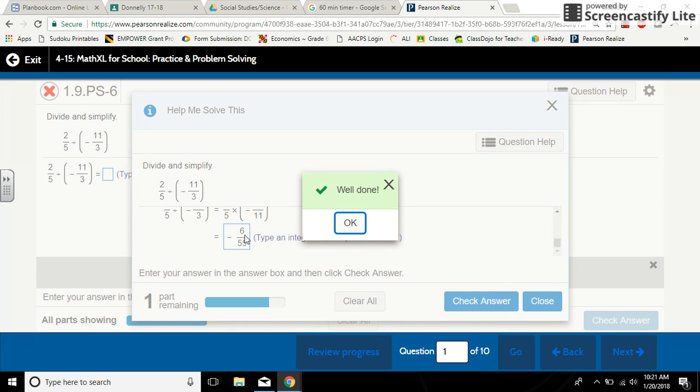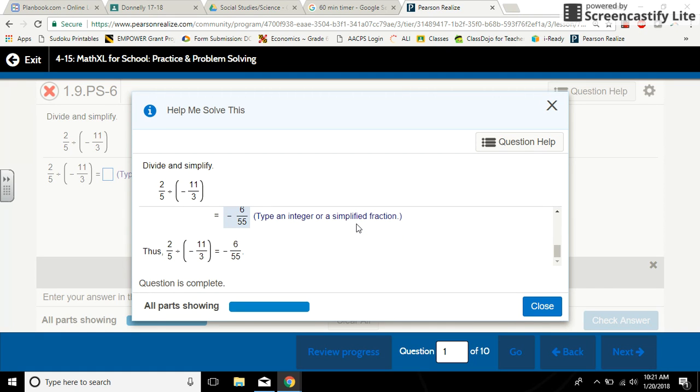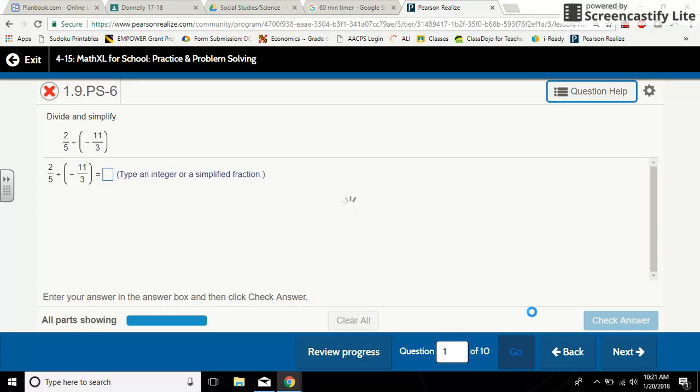So it would have been -6/55. Okay, so thus 2/5 divided by -11/3 equals -6/55. Close. Now what happens is it gives you the little X here. Don't worry about that. It just gives you new problems. So then you work through this same thing. So this is where you'd get out your piece of paper and you would work through this. I'll explain it orally how I'm doing it on a piece of paper.